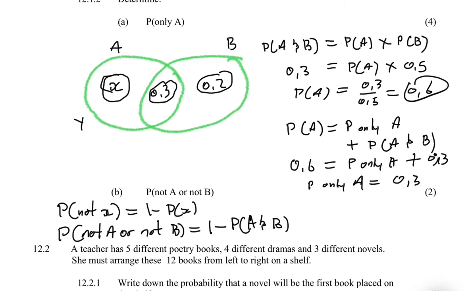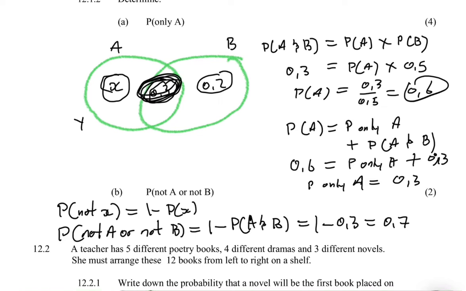We know fully well what the probability of A and B is, right? It is this 0.3 here that I'm circling. So we're going to have 1 minus 0.3 being equal to 0.7. So the probability of not A or not B is 0.7, right?